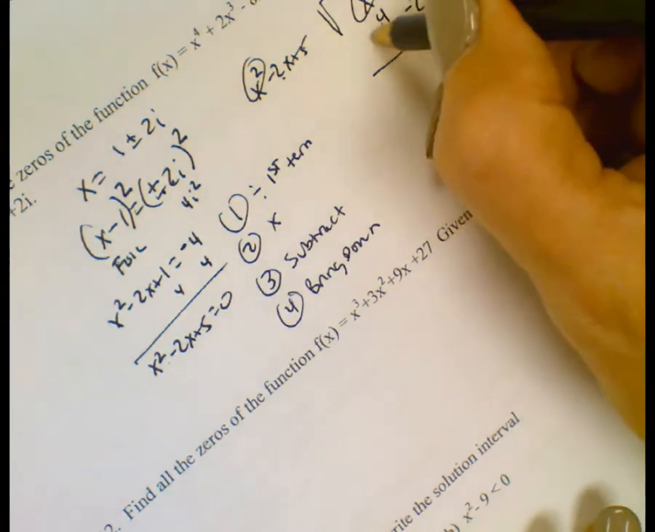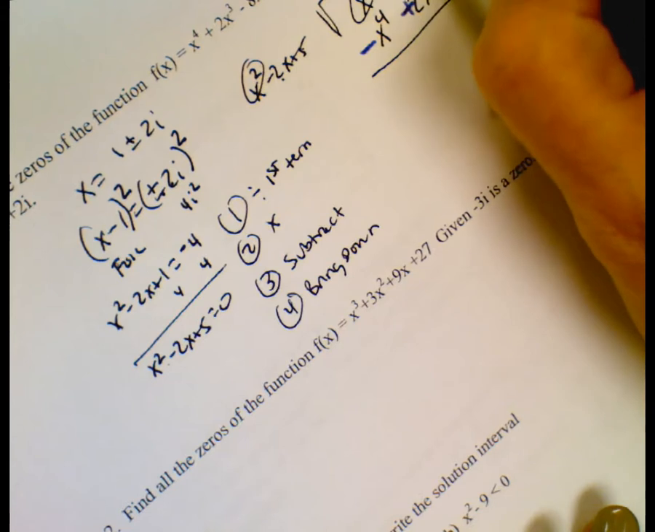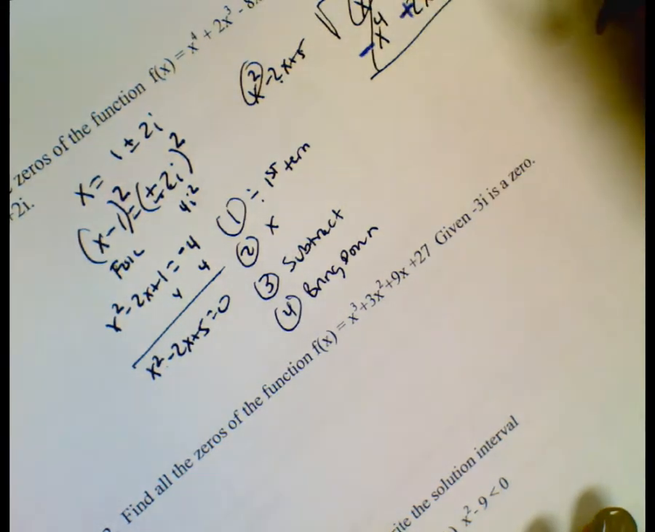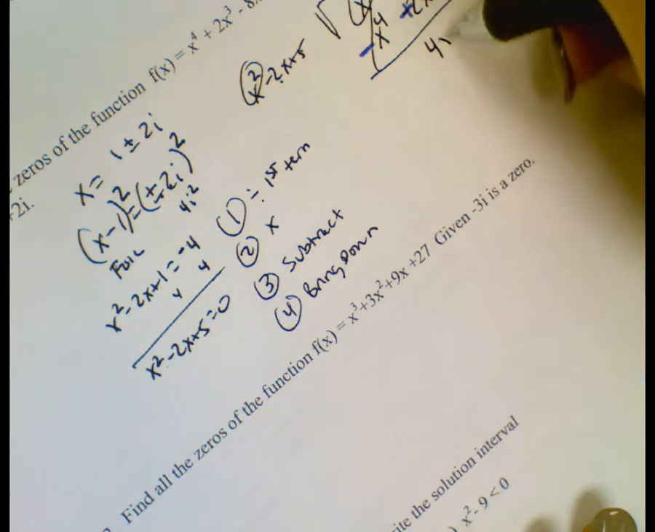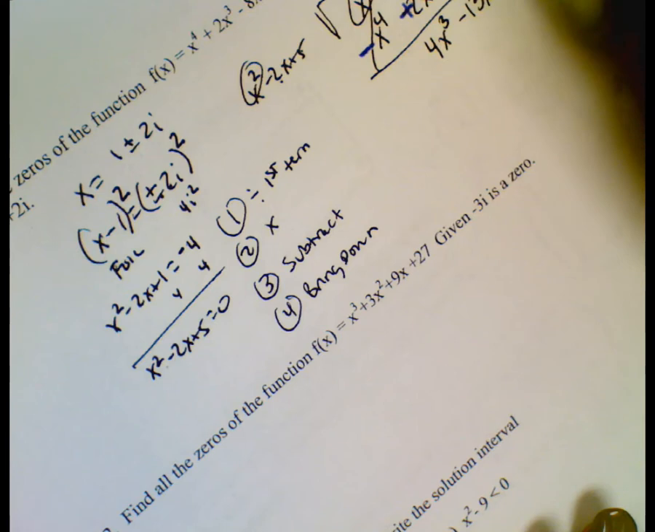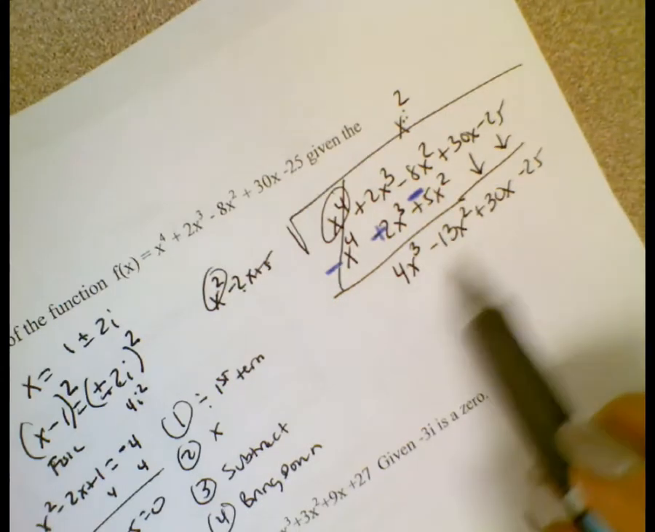When you subtract, you're going to change the signs like this, and you're going to add. So these cancel. 2 plus 2 is 4x cubed. Negative 8, negative 5 is negative 13x squared. Bring down these last two terms. So this is your new dividend.